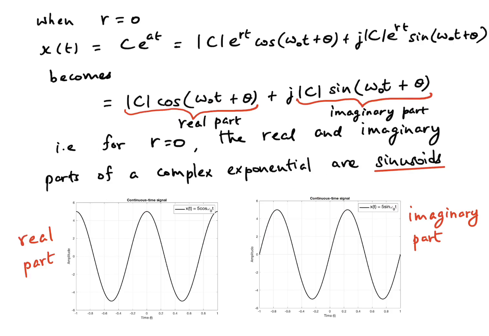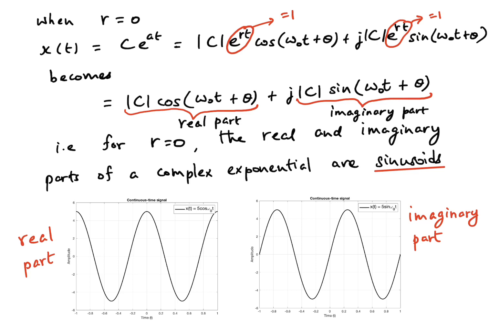The first condition that we are going to deal with is when this parameter r is equal to 0. So when we set r equal to 0 in this complex signal, it becomes e power 0t, and e power 0 is 1. Any number to the power 0 is 1, so that term becomes 1. So we get the magnitude of c cosine omega naught t plus theta, plus j times the magnitude of c sine omega naught t plus theta, because this e power rt becomes equal to 1. So when r is equal to 0, that's equal to 1 in this particular case.